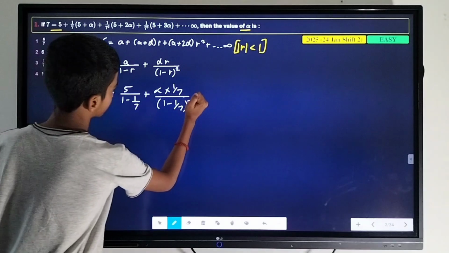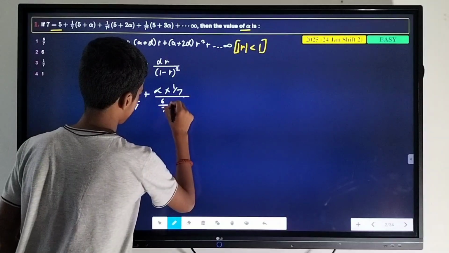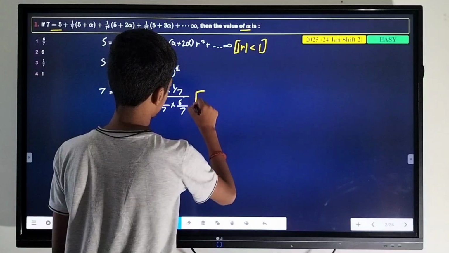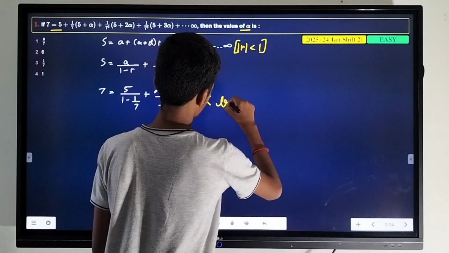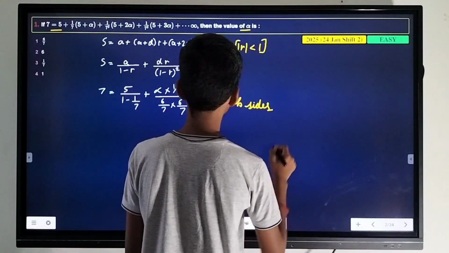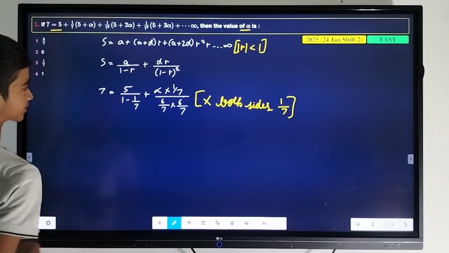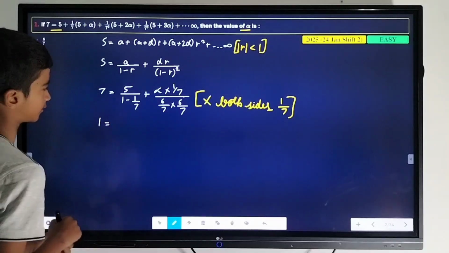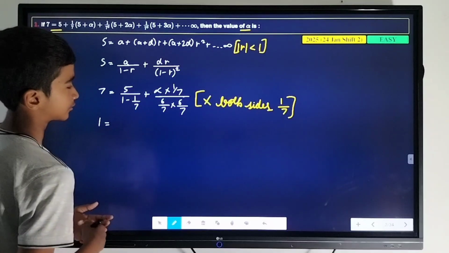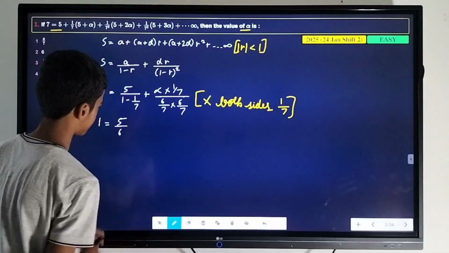Now we can write 1 minus 1 upon 7 whole square as 6 upon 7 into 6 upon 7, and we will multiply both sides by 1 upon 7. So 7 into 1 upon 7 will be 1 is equal to, now in the denominator it will be 5 upon 6 upon 7. So multiply by 1 upon 7, this will be 5 upon 6.